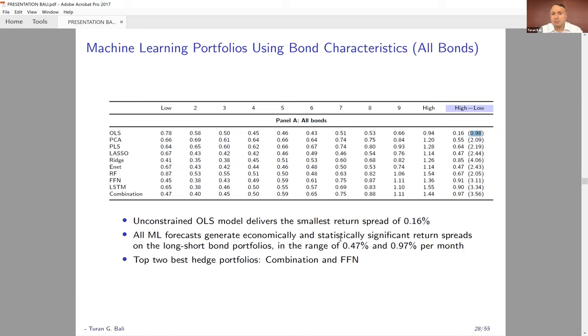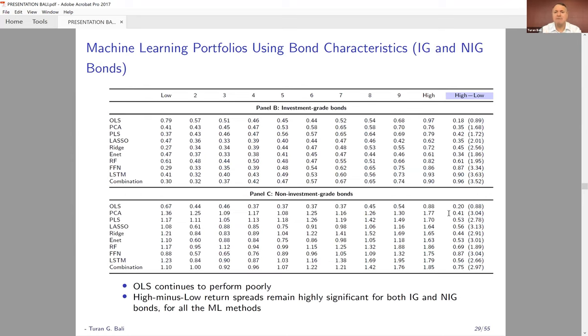But when you look at the machine learning models, they are consistently delivering economically large return spreads, approximately, let's say, 55 basis points to 97 basis points. And they are all highly significant. And as I said before, FFN seems to be doing well here compared to other machine learning models. This result is pretty much the same when we replicate this table for investment grade bonds or high yield bonds. Okay, OLS again does not perform, but machine learning models consistently generate economically large and highly significant return spreads in the arbitrage portfolios, okay?